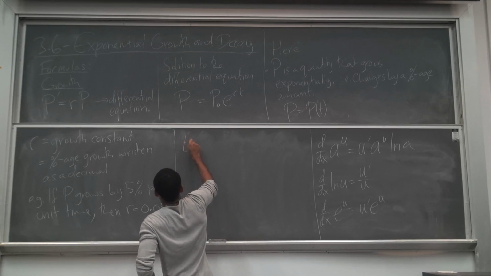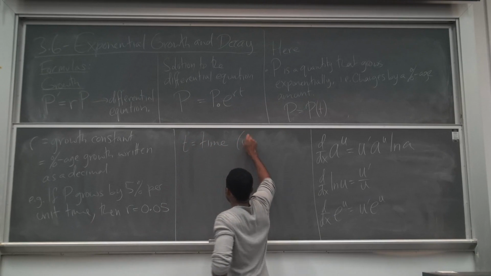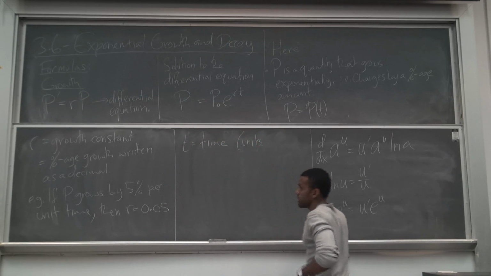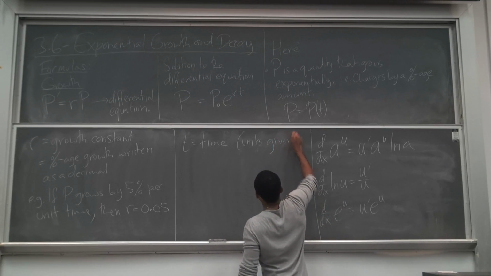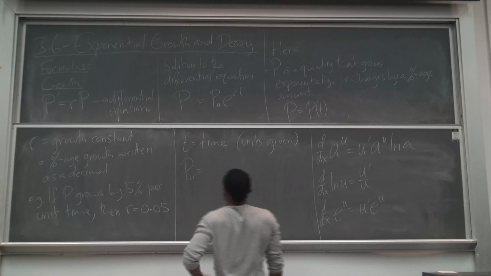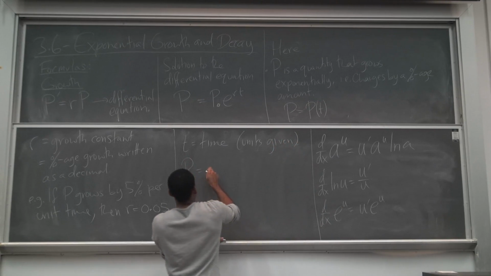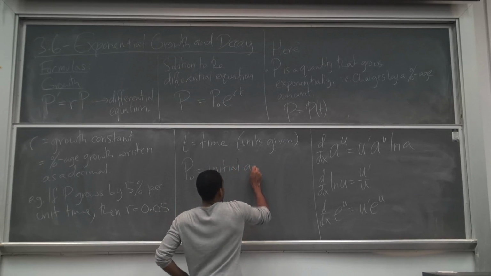Then there's, of course, T, which refers to time. Units will usually be given. So they'll tell you if it's seconds or years or months. But T will represent time. P naught, P sub 0, is what represents the initial amount of P. It's the amount that you start with.